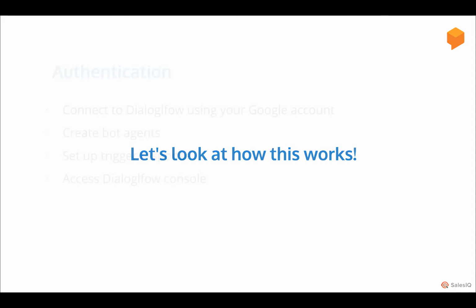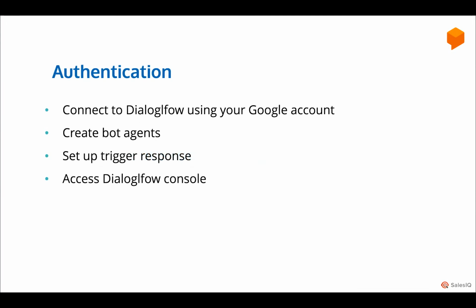So that was about the demo. The first step in setting up the Zobot is associating your Google account. You need to connect to Dialogflow using your Google account, and then you can create bot pages inside Dialogflow. Following that, you have to configure the trigger response using the JSON format. So let's look at how to do this inside the portal.